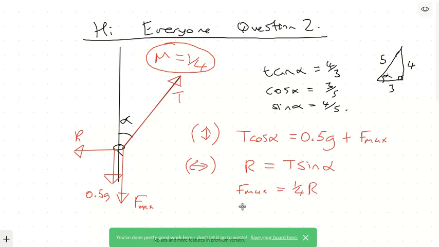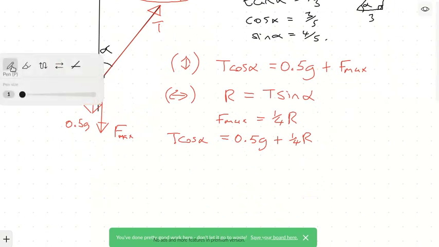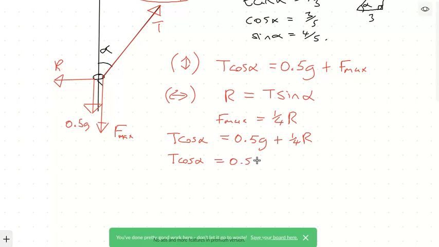And r is t sine alpha. So we've got t cos alpha, using the first equation, equals 0.5 g plus F max, but F max is a quarter r. And r, of course, is t sine alpha, so I can trade r for t sine alpha. So let's do that. t cos alpha equals 0.5 g plus a quarter t sine alpha.